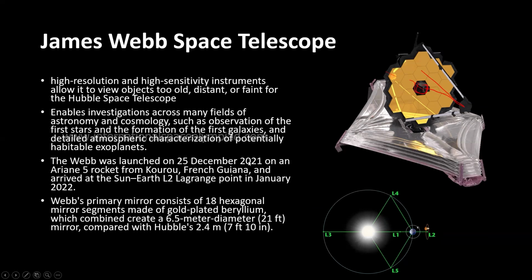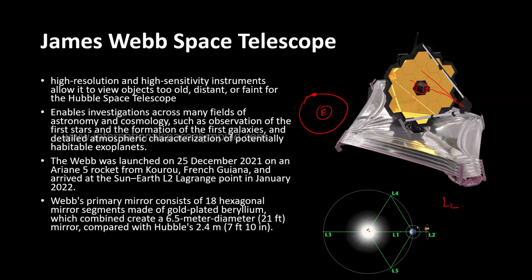So hopefully you may learn about it. And it is actually not orbiting around Earth. Hubble is actually orbiting around Earth like a satellite. But JWST is not revolving around Earth. Instead of that, it is actually orbiting at a point called L2.